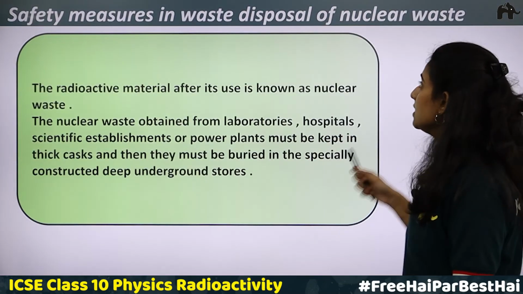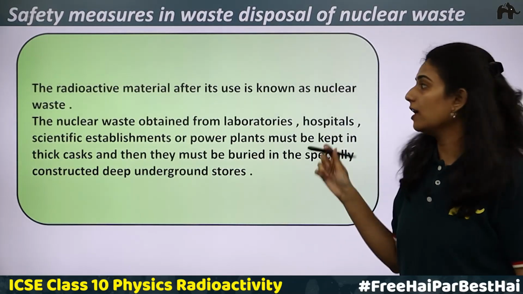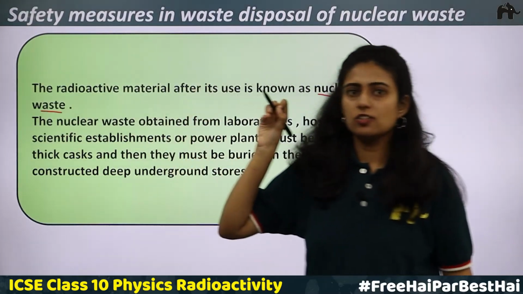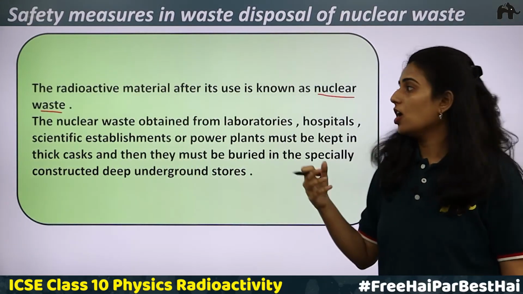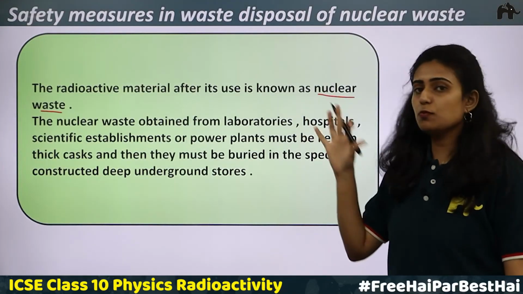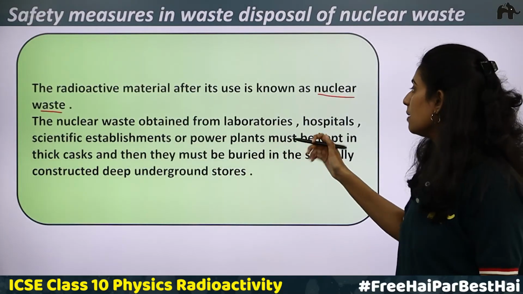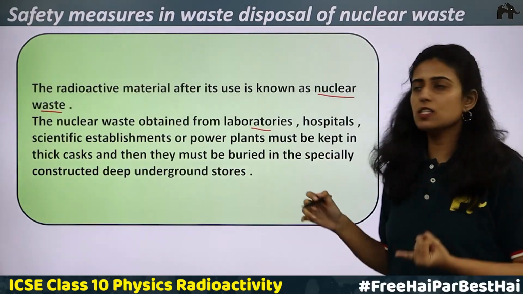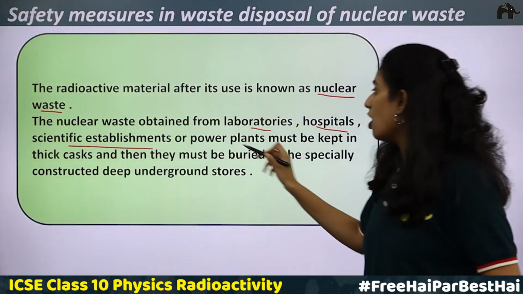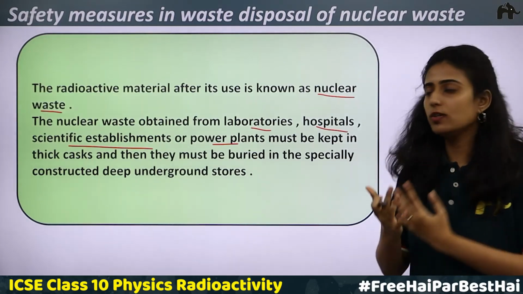Now, safety measures in waste disposal of nuclear waste. Radioactive material after its use is known as nuclear waste. So, this nuclear waste should be disposed of. Just dumping it in the ocean or any other garbage is not easy. The disposal of this waste is not that easy. Here, nuclear waste is obtained from laboratories, hospitals, scientific establishments, or power plants. From all these places we will be getting the nuclear waste.